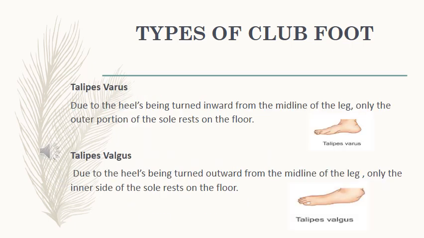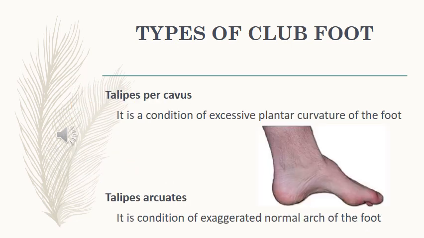Talipes varus. Due to the heel being turned inward from the midline of the leg, only the outer portion of the sole rests on the floor. Talipes valgus. Due to the heel being turned outward from the midline of the leg, only the inner side of the sole rests on the floor. Talipes percavus. It is a condition of excessive plantar curvature of the foot. Talipes arcuatus. It is a condition of exaggerated normal arch of the foot.